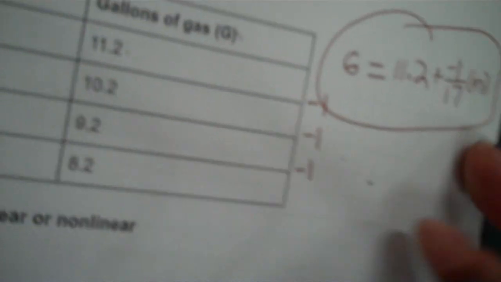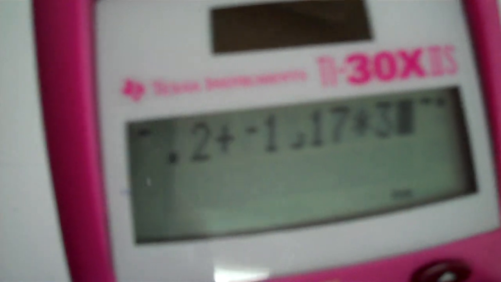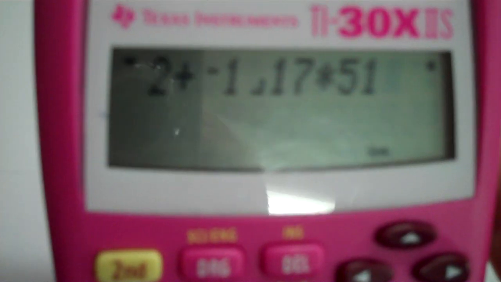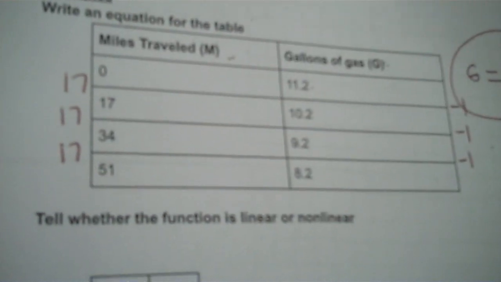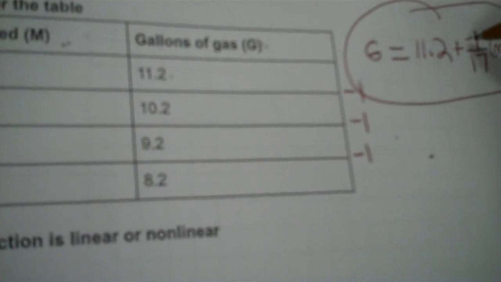That's the answer. Now to check your answer, you can substitute one of these numbers for m. Let's go 34. So I'm going to punch in 11.2 plus negative 1 over 17, and instead of m, I'm going to put 34 in. Now this better be 9.2 when I plug it in. It is, okay? Let's say I pick 51. Instead of 34, I pick 51. 8.2, okay, same thing. This is the answer. And that doesn't take long, but you got to know how to do it. And the dependent unit over here needs to be your numerator. You can't put 17 over negative 1. It's got to be this over this.